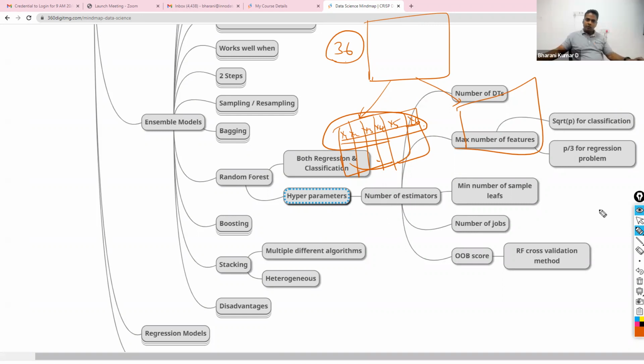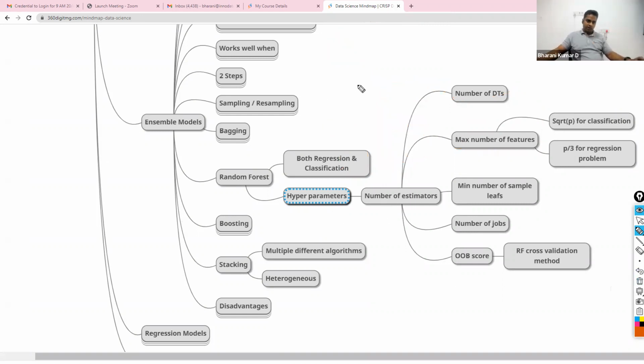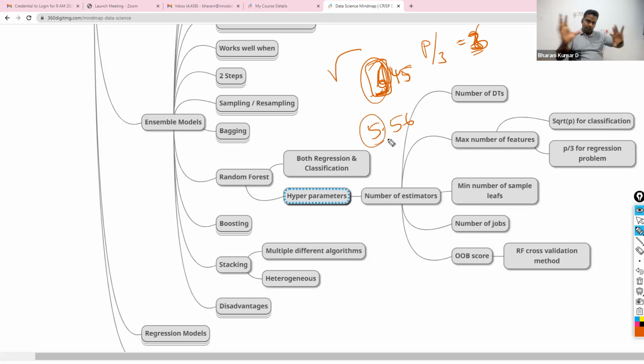If you get any decimals, for example, sometimes when you take the square root of a number or when you divide p by 3, you need not get an exact value like 9 or 3 or 6. You might get 6.45. Floor values are always selected. Floor means 6.45 will be 6, and 5.56 will be 5. The decimal part is thrown away.